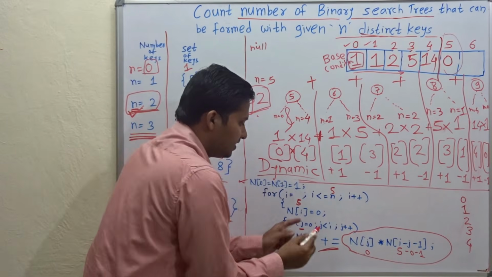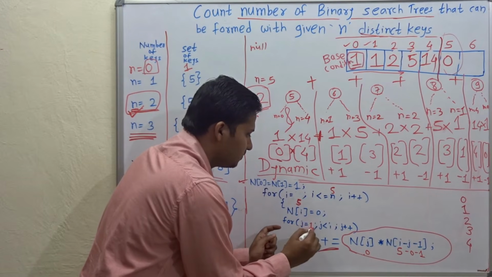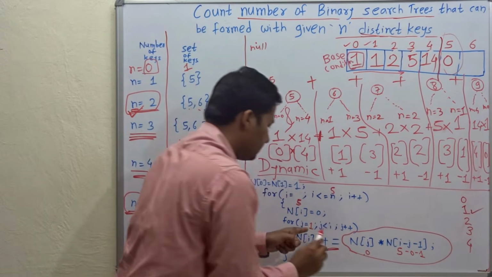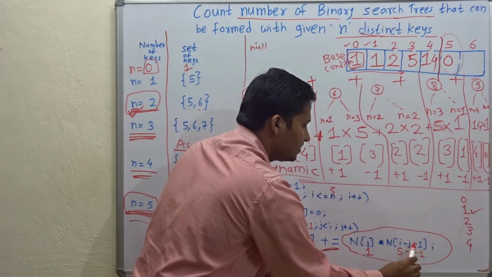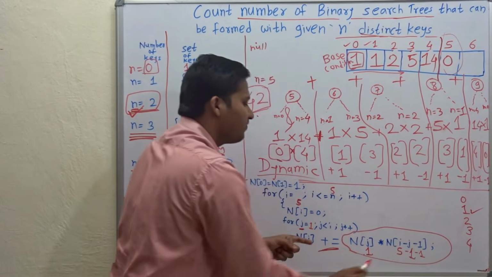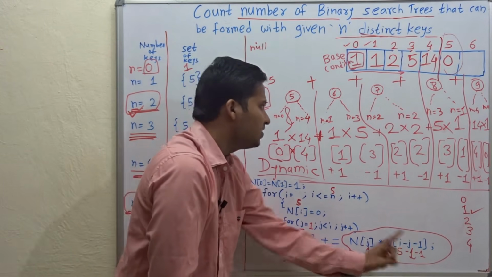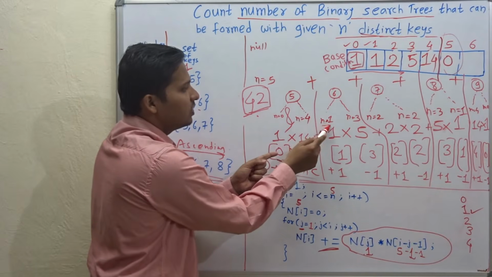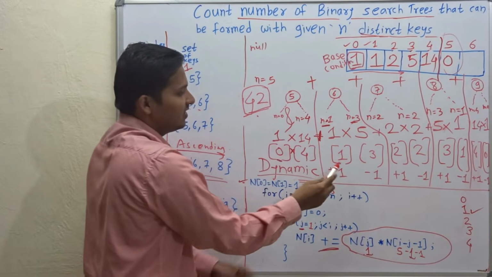Now go in the next iteration. Now j is equal to 1. Okay, now j is equal to 1. So n of 1 into 5 minus 1 minus 1. So that is 5 minus 2, means it is 3, and this is 1. So 1 and 3 means n equal to 1 on left side and n equal to 3 on the other side, that is here.